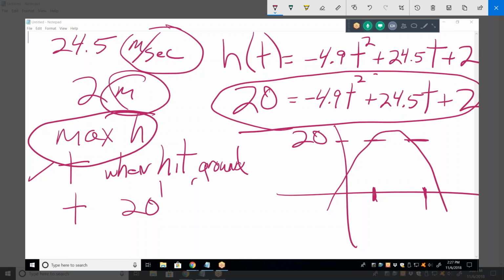And how would you? No, you plug in 20 for the height, and then you solve that quadratic. In other words, you would subtract 20 from both sides, so you have one side equals 0, and then you use the quadratic formula again.